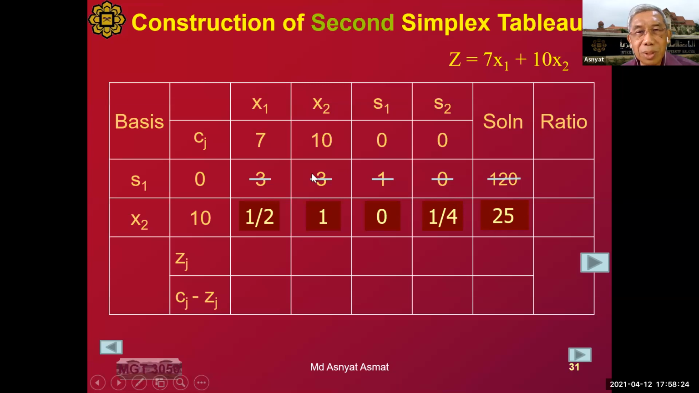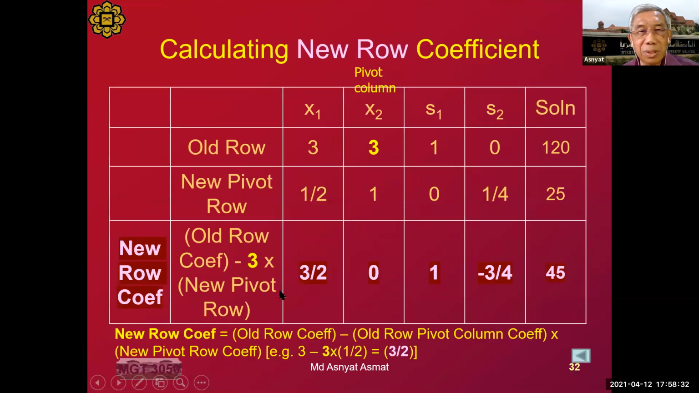Now we want to replace this number. I call the new one the new row coefficient. So we try to find the new row coefficient. I lay it down this way: calculate the new row coefficient for S1, X2, S1, S2, solution. And our pivot column was here. Take note of the pivot column.